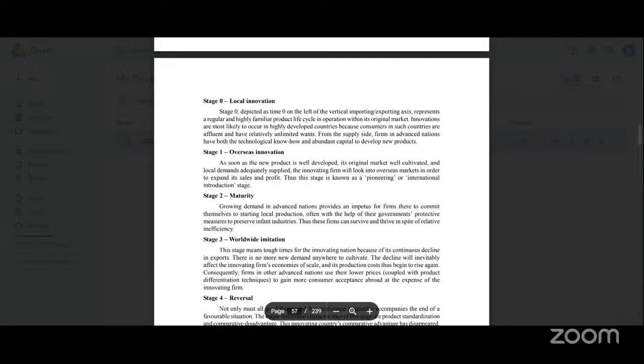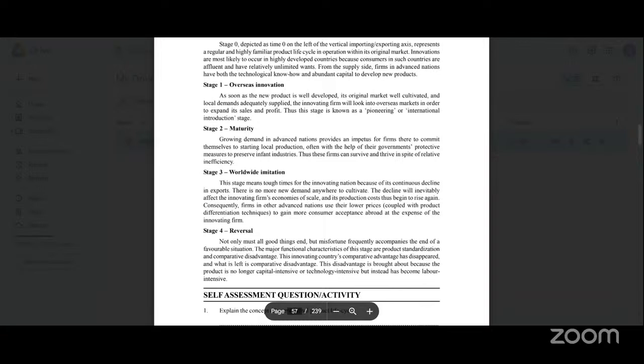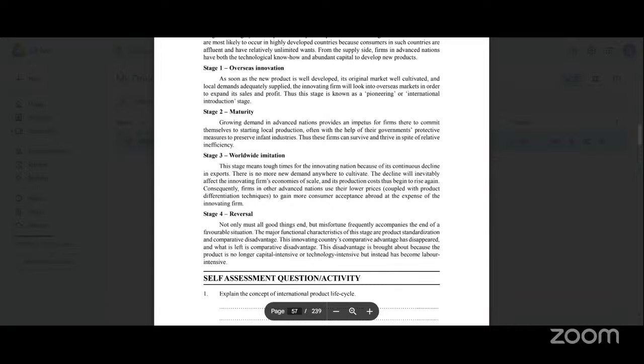Moving from a local to an overseas innovation, once the product is well developed, its original market well cultivated, and local demands are more or less adequately supplied, the firm may decide to look overseas to make better sales and thereby increase its profit. This stage is known as the pioneering or international introduction stage. While stage 0 is more about the domestic market, stage 1 talks in terms of overseas innovation. Then stage 2, that is the third step, talks about maturity.